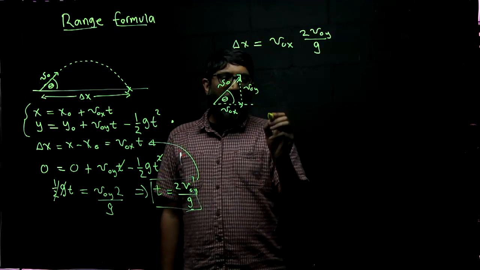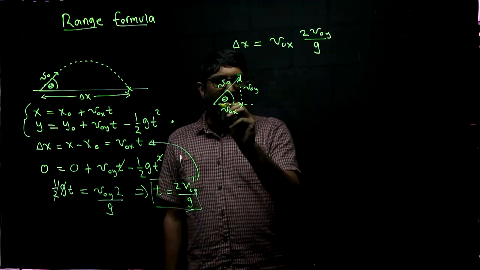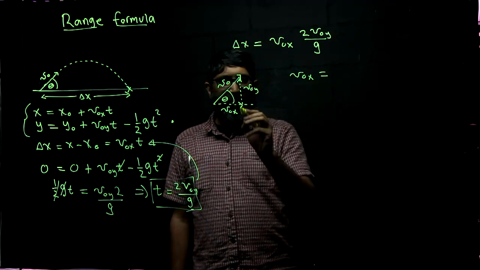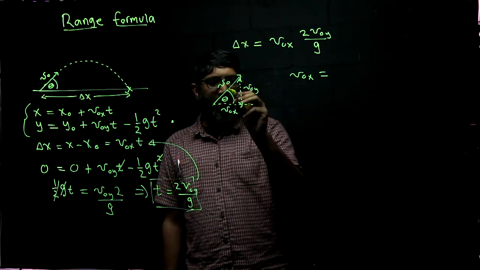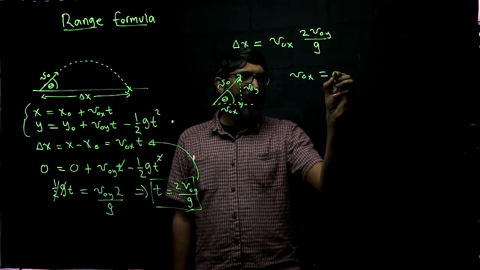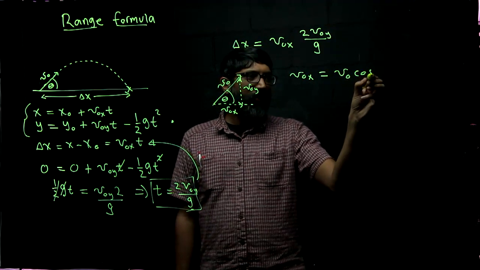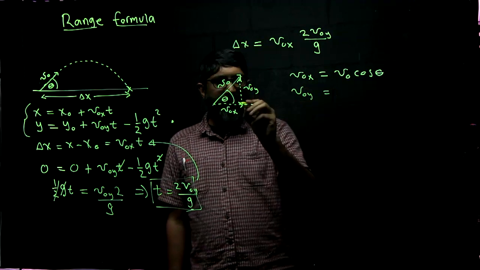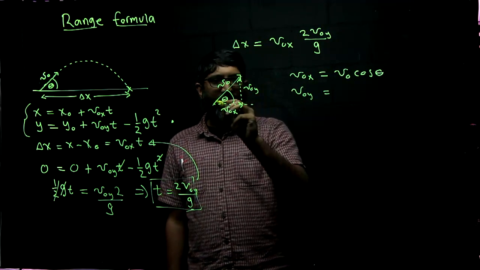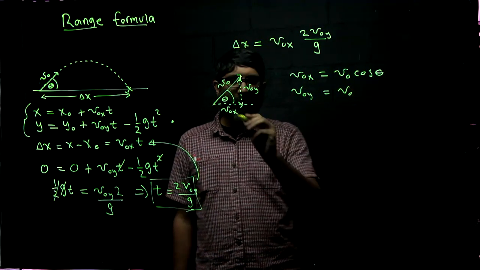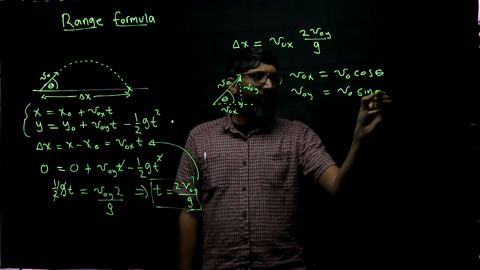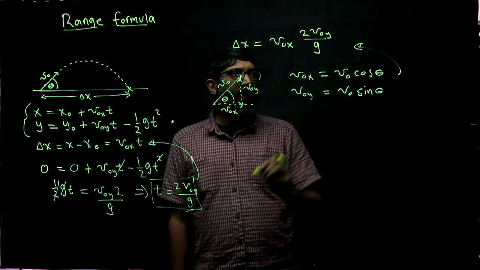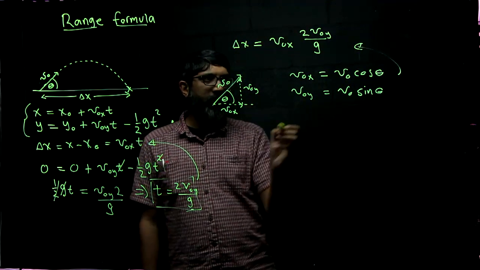And so if I remember my trig, the horizontal component here, V0x, is going to be the hypotenuse times the cosine of theta. So that's V0 cos theta. V0y is this opposite side here, so that's the hypotenuse, V0 times the sine of theta. And now I can plug these into here in order to find the range in terms of these angles.